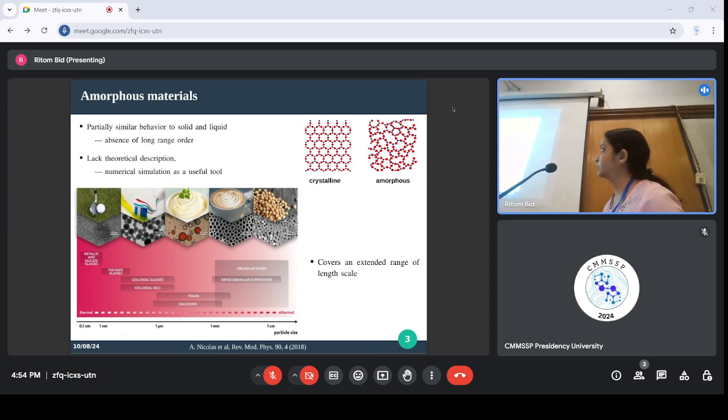Nowadays, numerical simulation has emerged as a very useful tool. The world of such materials covers an extended range of length scales, starting from thermal systems like metallic glasses and polymer glasses, to athermal systems like granular solids. Due to different interparticle interactions, we need different numerical models to describe the behavior of such distinct systems. I want to mention that I have worked on these soft glassy systems, specifically colloidal glasses.